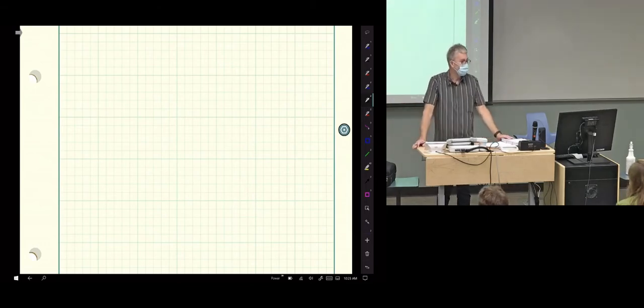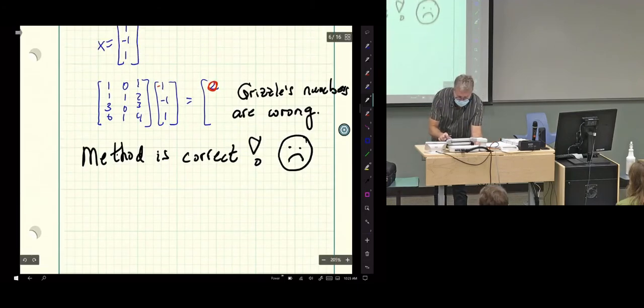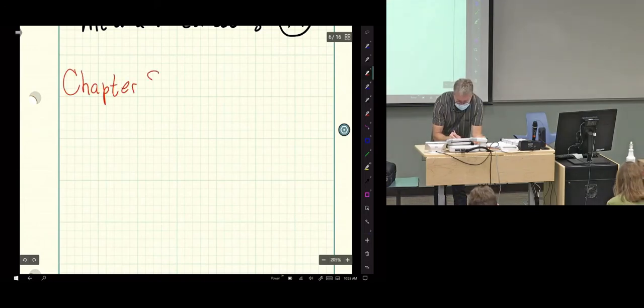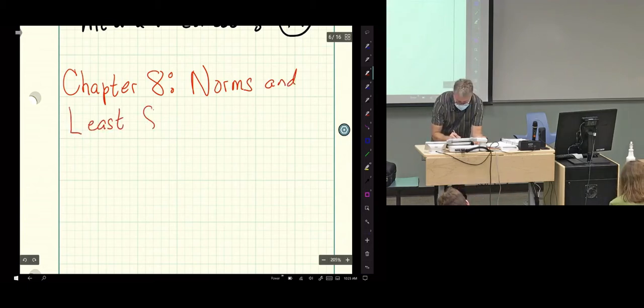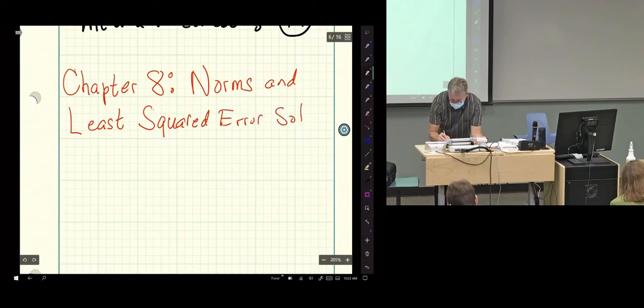Okay, so that's the end of chapter 7. So we're moving on to chapter 8. Okay. It's on norms and least squared error solutions to linear equations.